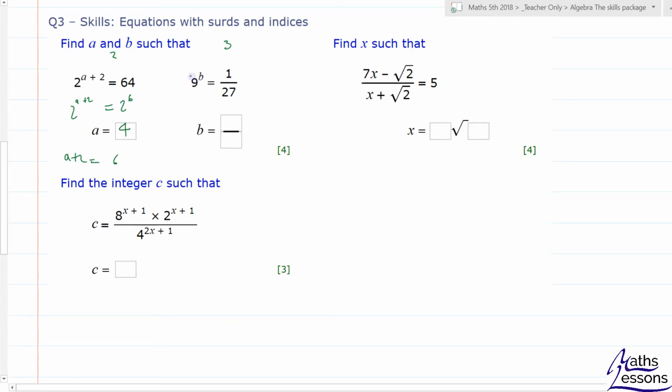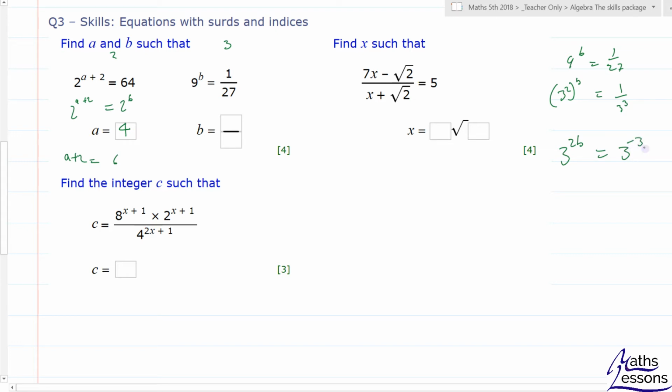Now, I told you these are both powers of 3. So 9 is 3 squared. Do this over here. So I'm going to do 9 to the b equals 1 over 27. 9 is 3 squared, to the power of b. 27 is 3 cubed. So 3 squared to the b. Remove the brackets. We multiply those together, so we get 3 to the 2b. And then remember, to get rid of the fraction, this is 1 over this, we make it a minus power. So it's 3 to the minus 3.